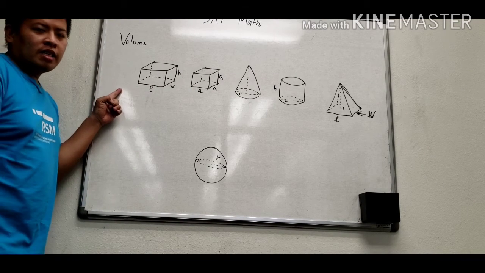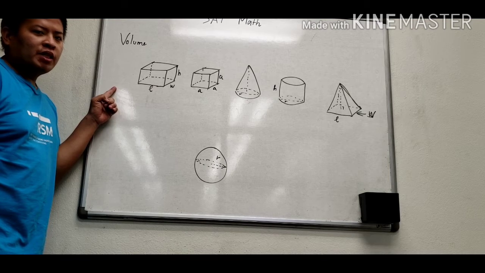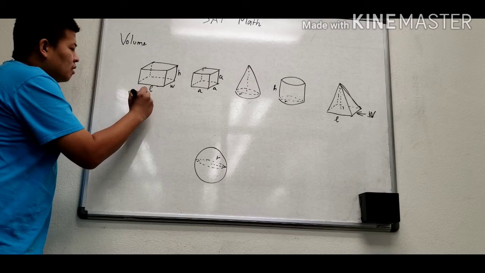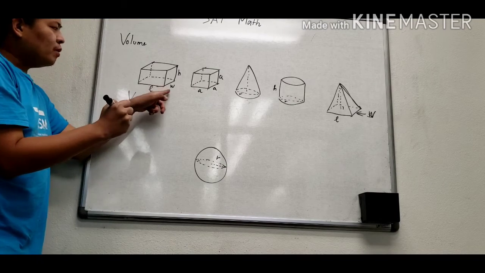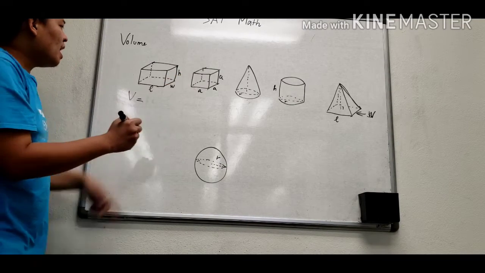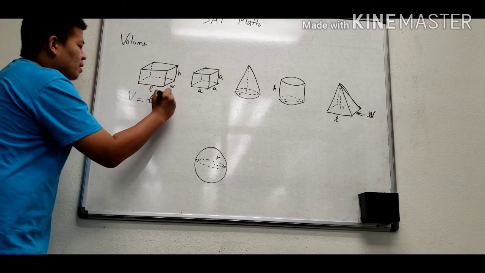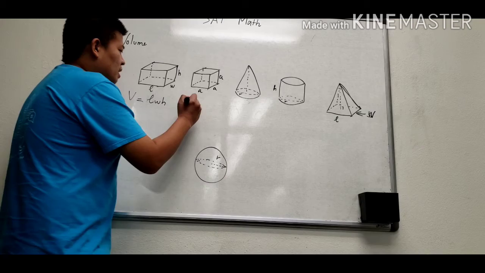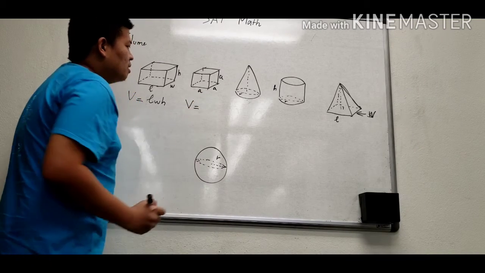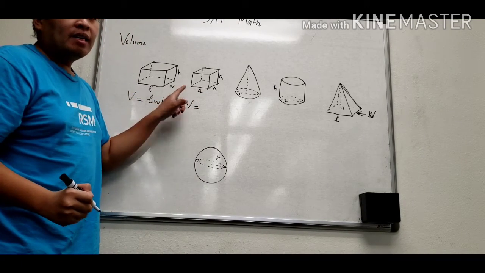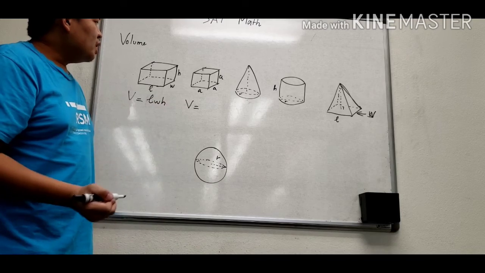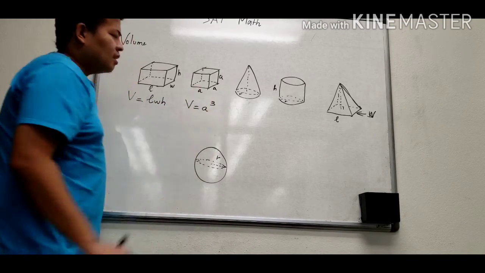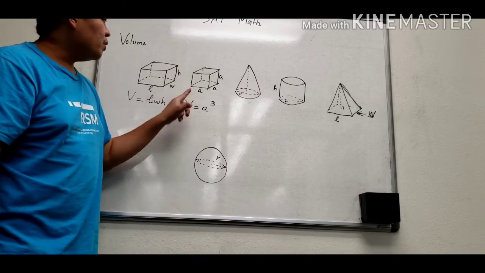First, this is the rectangular object. To find the volume of the rectangular object, you need the length multiplied by the width and multiplied by the height, so we have L, W, and H. This is the basic one for you. The next one is the cube. To find the volume of the cube, we have A power 3.